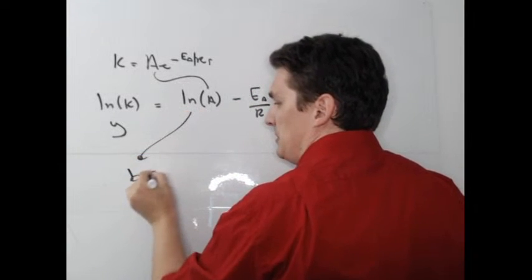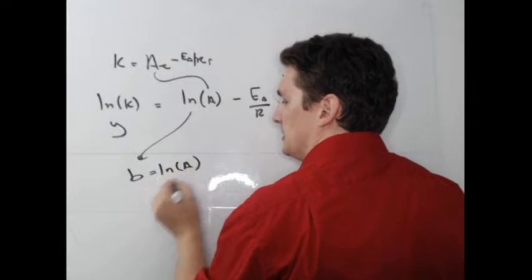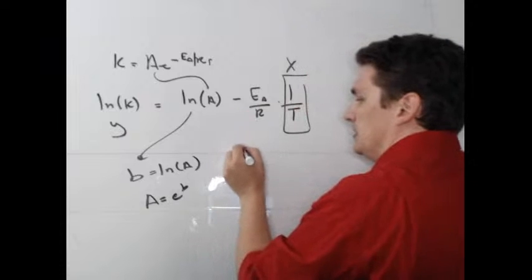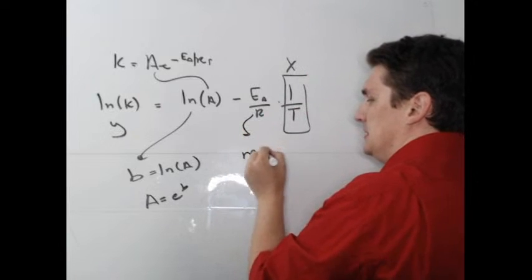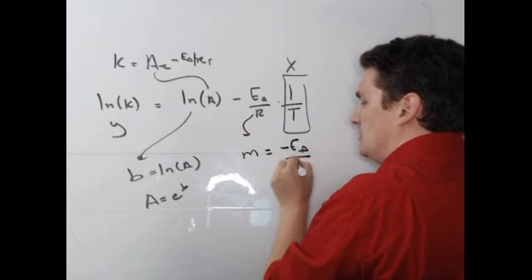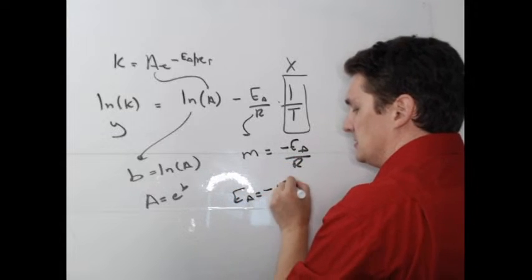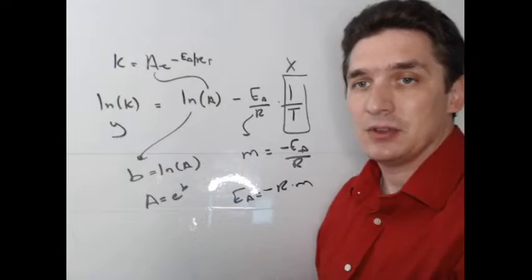The y-intercept numerically is the natural log of the pre-exponential, so our pre-exponential is just e to the b. And our slope is equal to minus EA over R, and so our EA here, if we just rearrange this, is minus R times the numerical value of the slope.